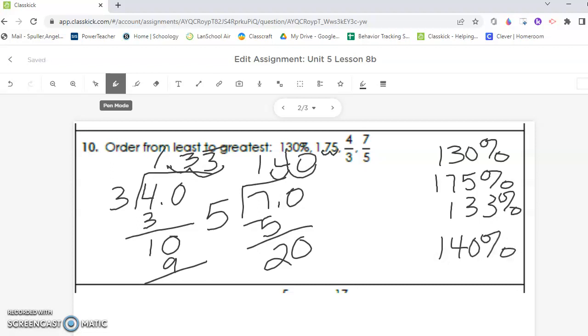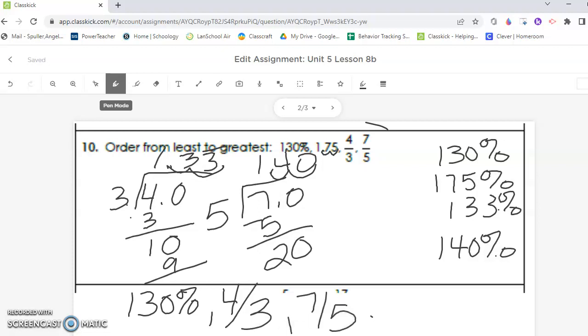All right, so which is the first? Well, our smallest would be the 130%, right? So let's put it there. Now remember, when we're putting these in order, we have to start with what they originally started out with. So the next one would be 133, which is the 4/3. Then we would go to 140, which we got by doing the 7/5. And last would be the 1.75 that got us at 175%.